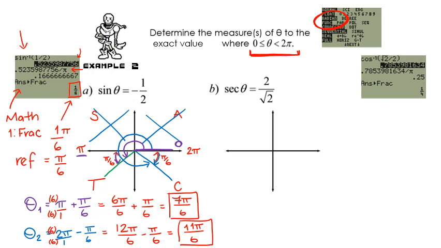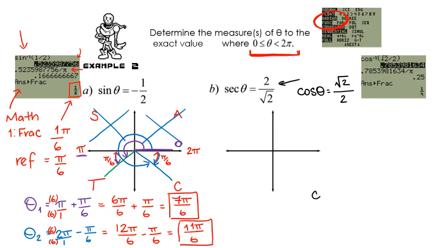For B, we've got secant theta is equal to 2 divided by the square root of 2. I'm going to turn it into its reciprocal form. So the reciprocal of secant is cosine of theta. And if secant is 2 over square root of 2, cosine is just going to be the reciprocal of that. So I'll put the square root of 2 on top and then put the 2 on the bottom. So root 2 over 2.